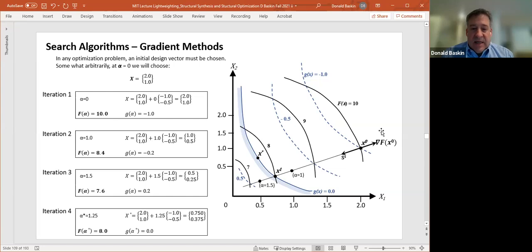Plugging those numbers in, we get an objective function of 8.0, which is good because it's less than 8.4 and less than 10. So we know that's closer to a minimum. And then the constraint is equal to 0 at that step length. So this is just meeting the condition, and this is actually the minimum for this problem, for this function f of x. So this is with two variables.